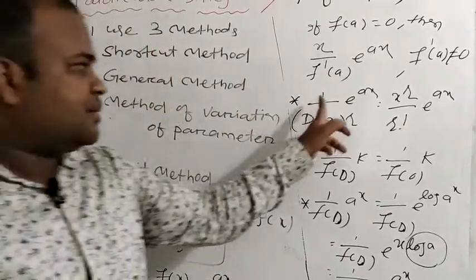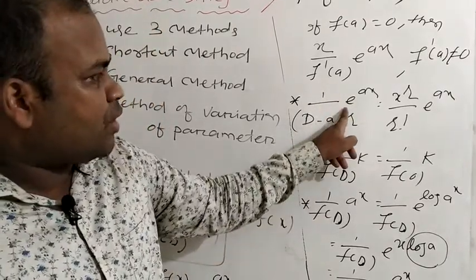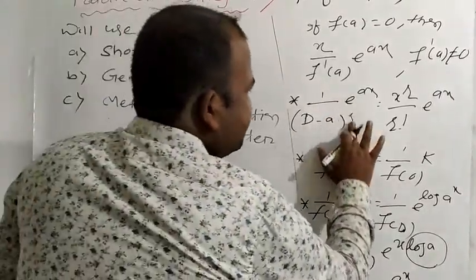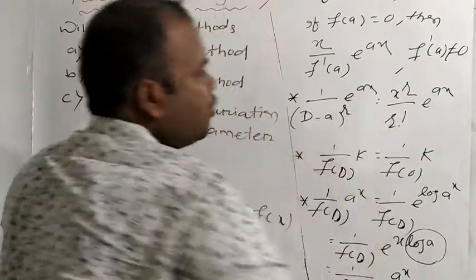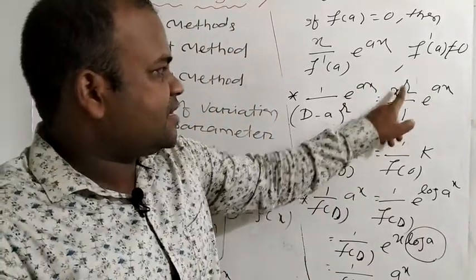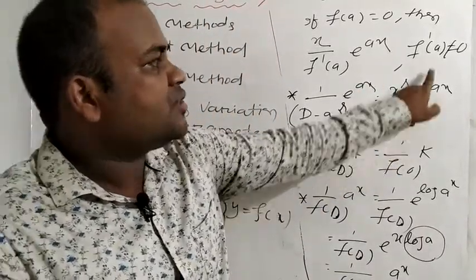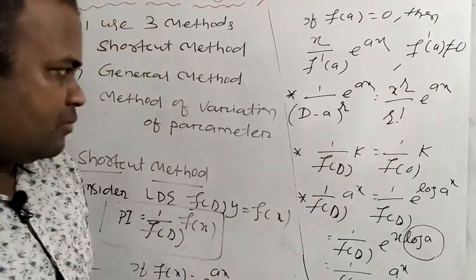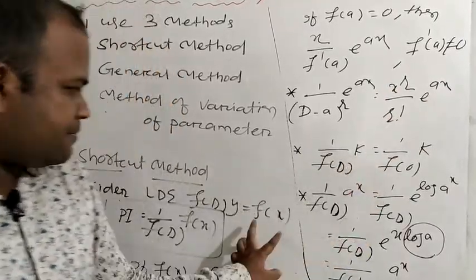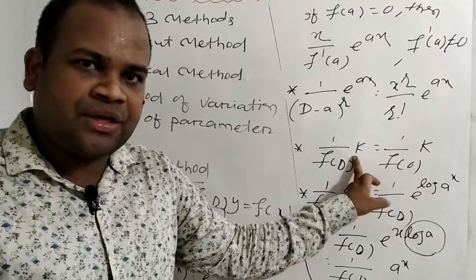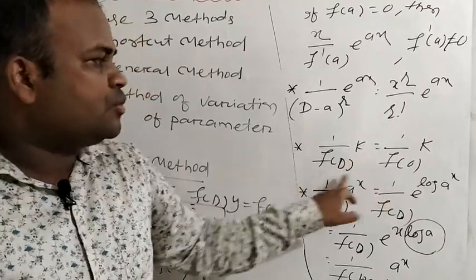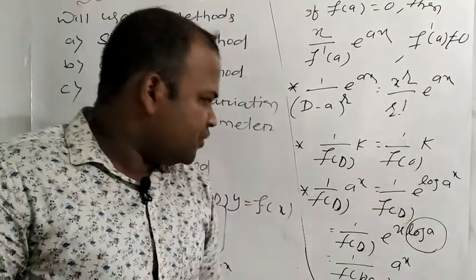Then another case: in some expressions, 1 upon D minus a, whole raised to r, of e raised to ax, is x raised to r upon r factorial, e raised to ax. Directly we put the formula. If some constant is there as f of x, like 2, 3, 4, then you put D equal to 0, giving 1 upon f of 0 into k.